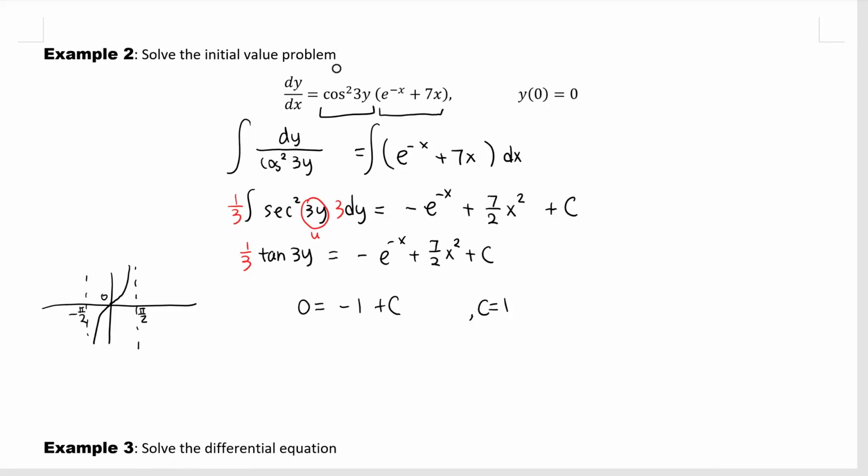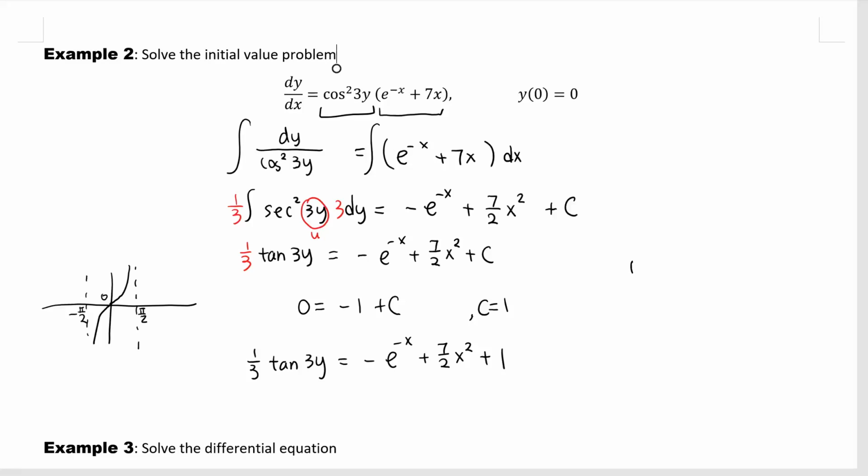Okay, so that's why we get 1/3 tangent 3y equals minus e to the minus x plus 7 over 2x squared plus 1. Sometimes we can solve for y, like in this case. So how do we solve for y? We can multiply both sides by 3.